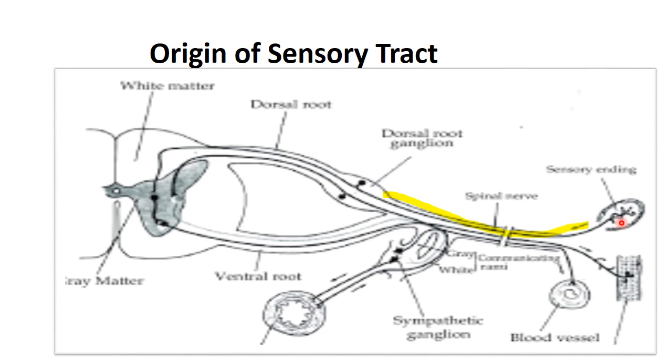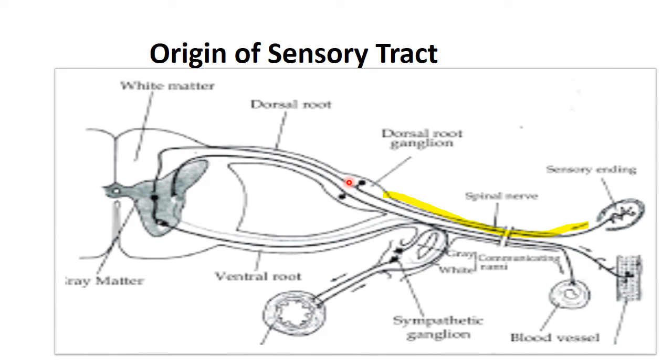These are the receptors. Now these are the axons. These are the dendrites. Dorsal root ganglion, and these are the axons. So this part constitutes the dorsal root of a spinal nerve. Dorsal root and this is the ventral root. Both combined together form the common spinal nerve. Now the dorsal root is sensory in nature, ventral root is motor in nature.